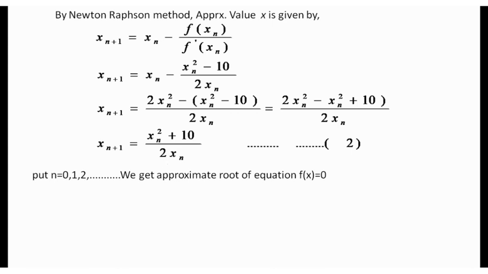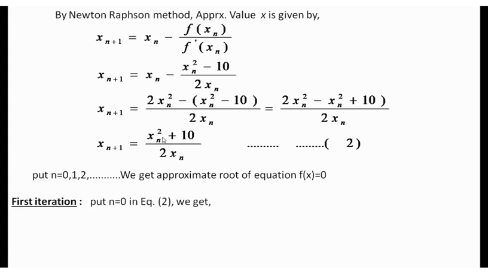So put n value is equals to 0, 1, 2, we get approximate root of equation f of x is 0. So if we put here 0, x(0 plus 1) becomes x1. If we put 1, x(1 plus 1) becomes x2. And if we put 2, x(2 plus 1) becomes x3. So we get x1, x2 and x3. And here 1, 2 and 3, x of 0, x of 1 and x of 2.